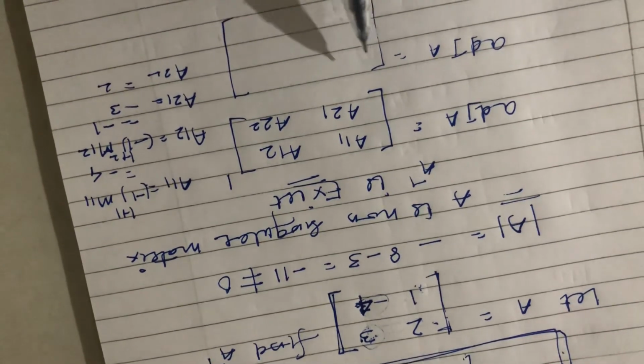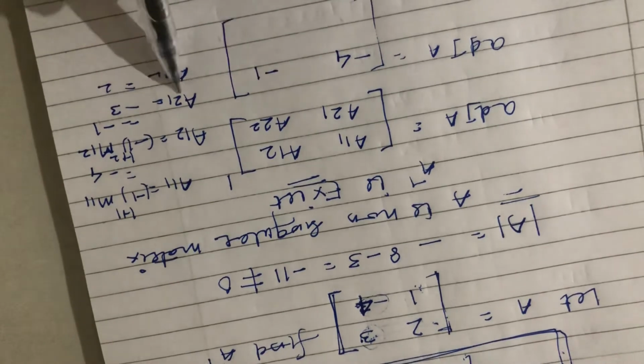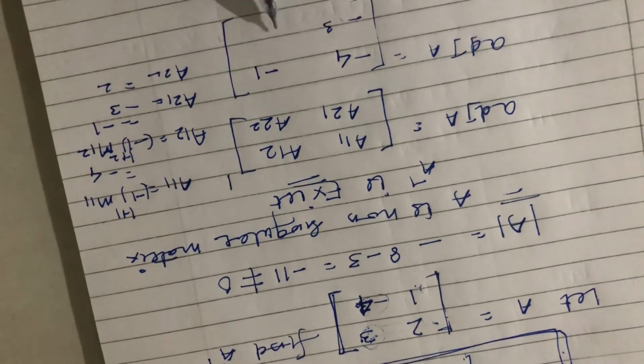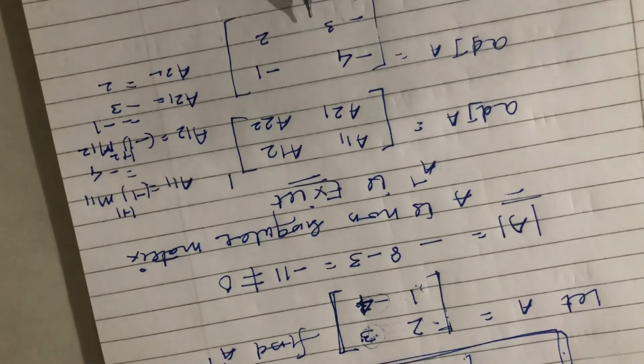Substitute the values. We have minus 4, it is minus 1. A21 we have minus 3, A22 we have 2. Clear?